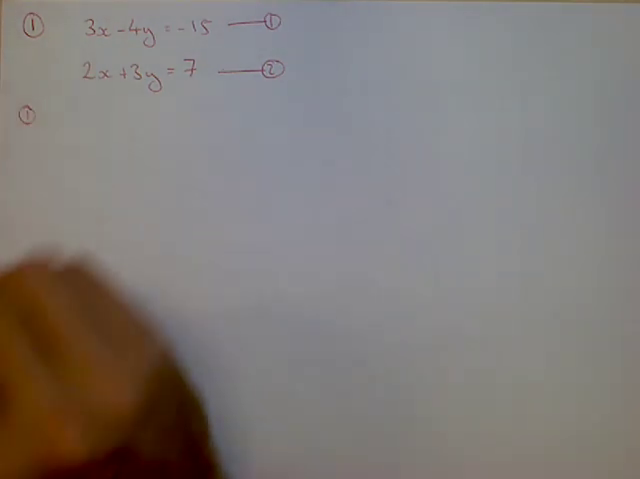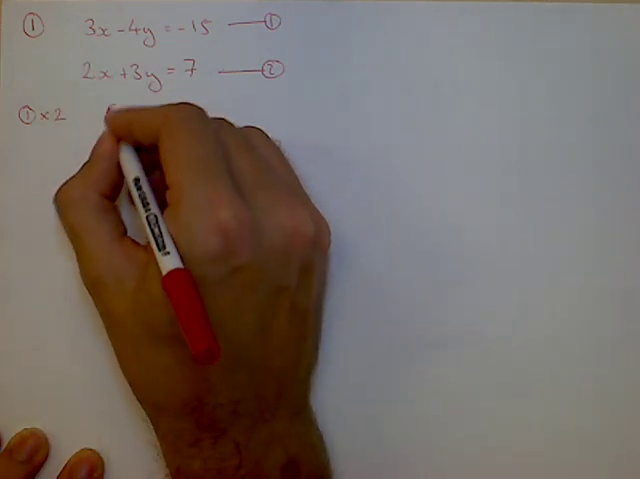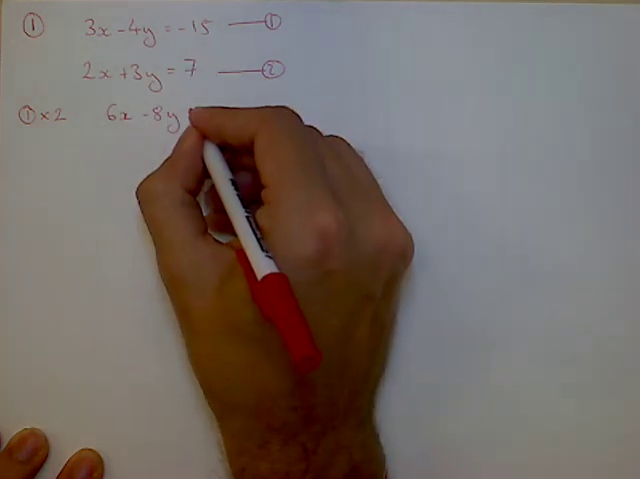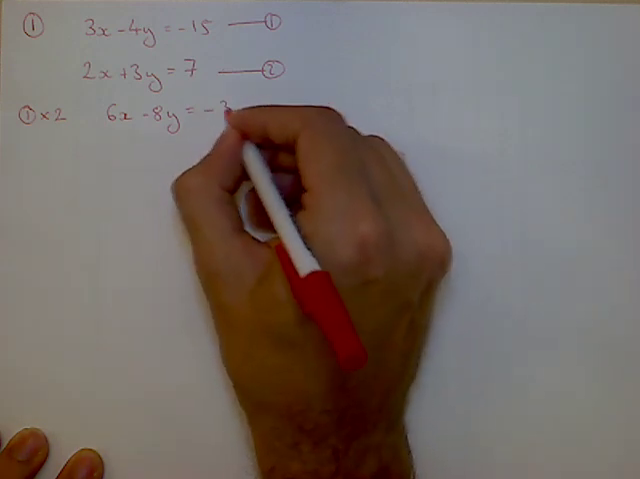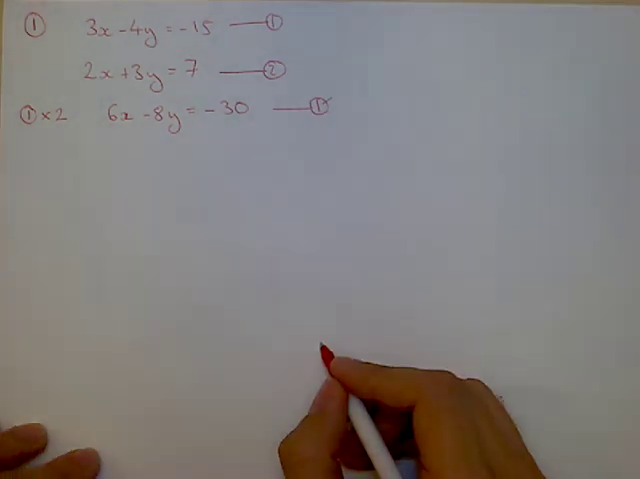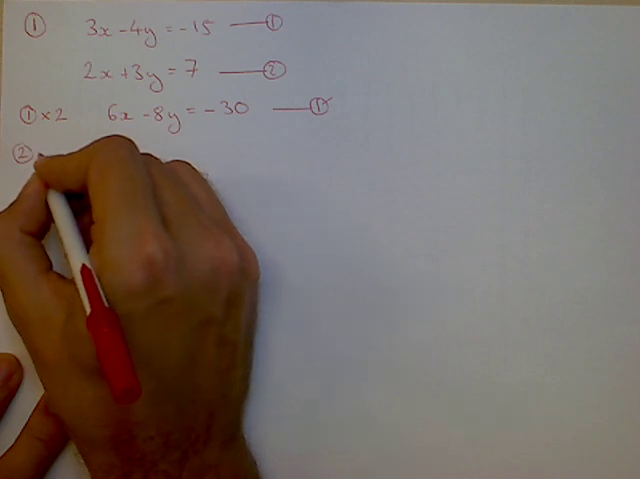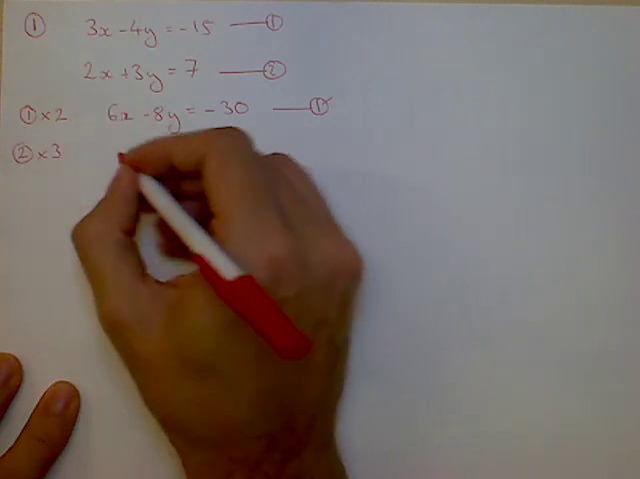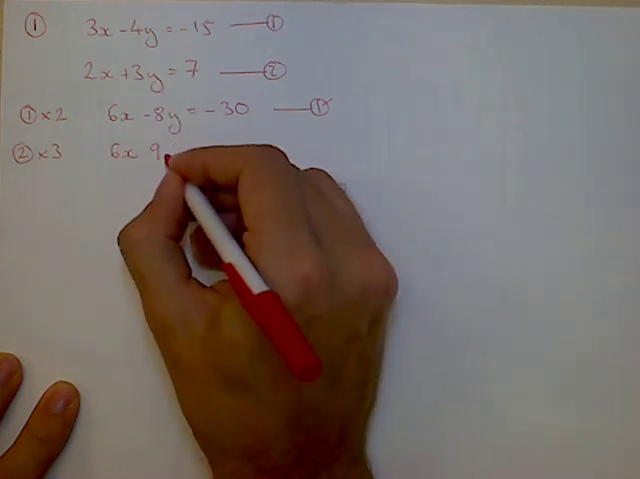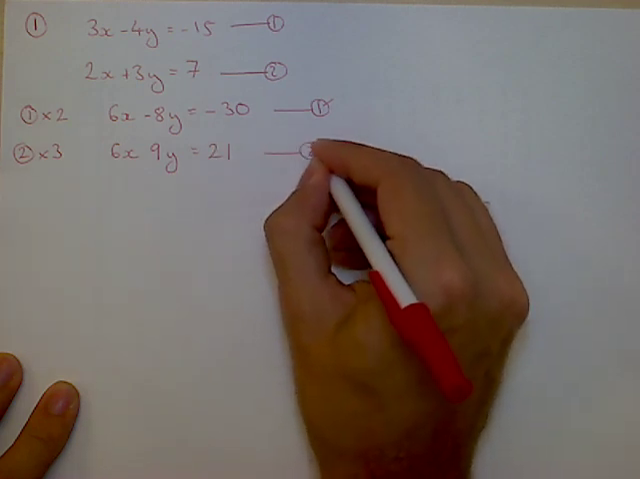We'll take equation 1, and we're going to multiply it by 2. That then gives me 3x times 2 is 6x, minus 4y times 2 is minus 8y, and then minus 15 times 2 is minus 30. I'm going to call that the modified equation 1, with a little dash there to show that it's been modified in some way. Then I'm going to take equation 2, and I'm going to multiply that one by 3. So 2x times 3 is 6x, 3y times 3 is 9y, 7 times 3 is 21. So that's my new equation 2.